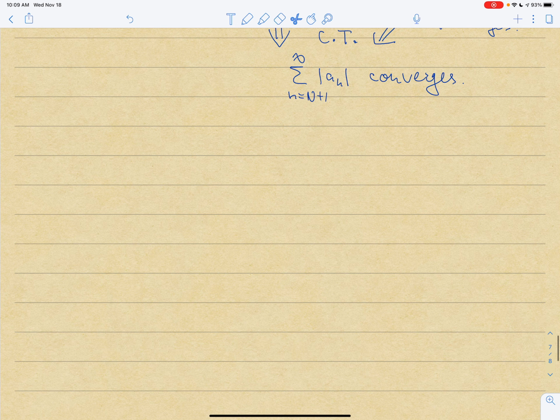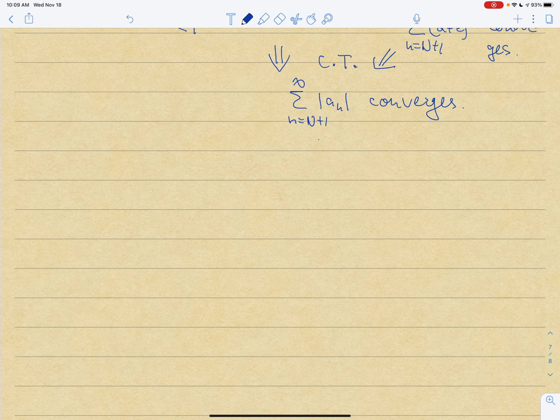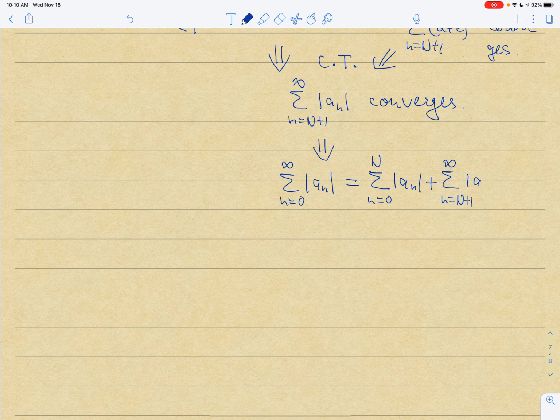Okay, but then what is the difference between the series starting from 0 of the absolute value of an and a series that I know already converges? Well, how can I write a series when I add things starting from 0 all the way to infinity? I can split this into a sum of two sums. One goes from 0 to capital N, plus, and then you go from n equal to capital N plus 1, right? That's the next guy after capital N, and this goes to infinity.